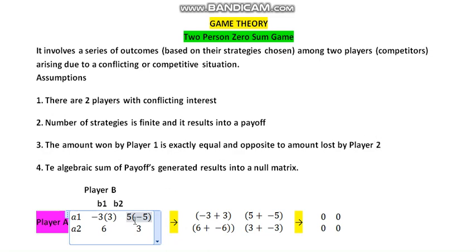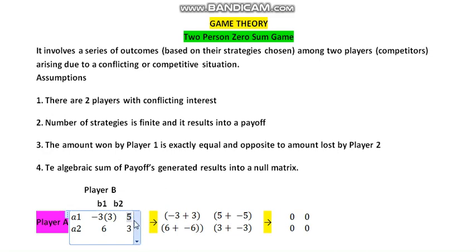So it is hidden actually. We do not write that. In most of the books you will not find it being written. Anyway, so it is hidden. But what we basically need to understand is the amount won by one player is exactly equal and opposite to the other player. Okay, and the last one, the algebraic sum of payoffs generated results into a null matrix.